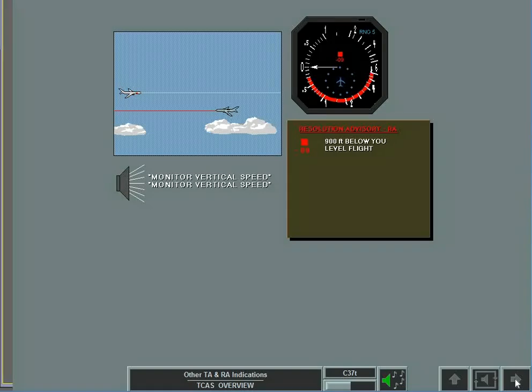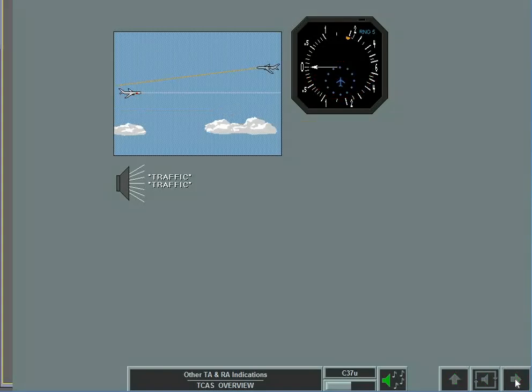Here is the other type of RA, a preventive RA. In this case, no vertical maneuver is needed. You must fly to keep the pointer out of the red. The visual indications are as shown, and the oral command is to monitor vertical speed. Since no maneuver is necessary, you may judge it best to leave the autopilot engaged.